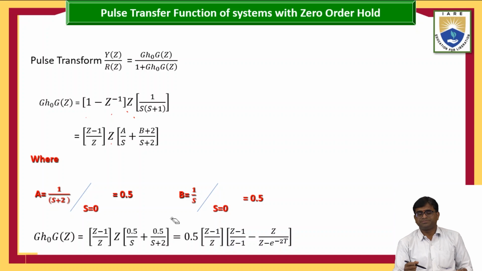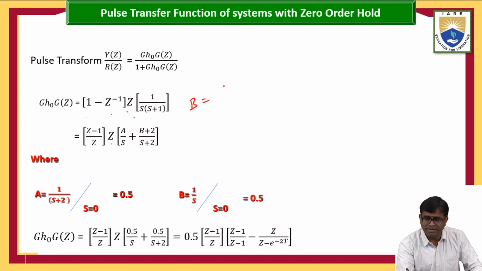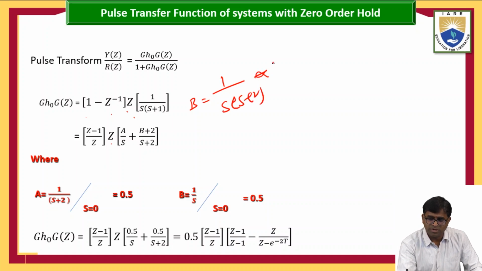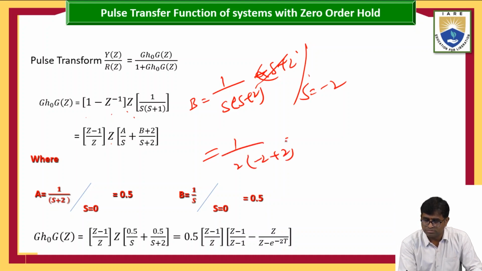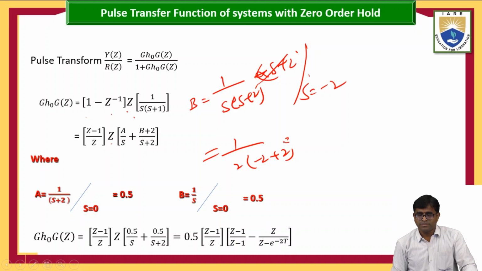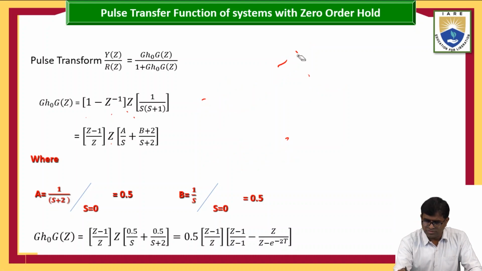Next, coming to the B value. What is the B value? B value is 1 by s into s plus 2, multiplied by s plus 2, where s equal to minus 2. Cancel, so s equal to minus 2 gives 1 by minus 2, so the value is coming to 0. Total value, if you substitute this, we get G of s as z minus 1 by z into 0.5 by s plus 0.5 by s plus 2.